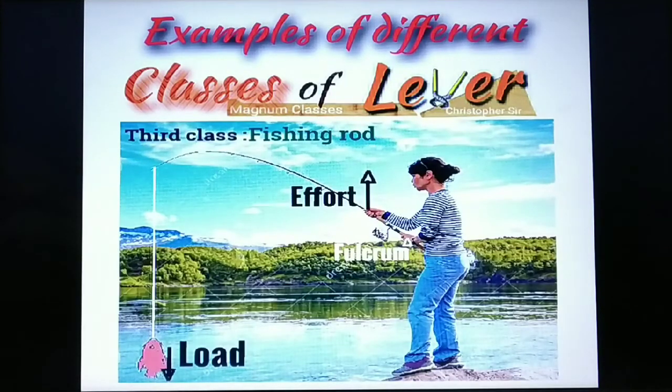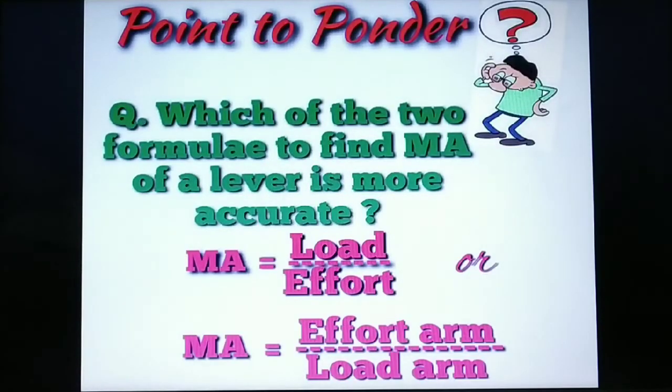Class 3 lever, a very good example is a fishing rod. Here you can see the effort is in between the load and the fulcrum. Now a point to ponder: which of the two formulae to find mechanical advantage of a lever is more accurate? The first one, mechanical advantage is equal to load by effort, or the second one, mechanical advantage is equal to effort arm by load arm? Think about it.